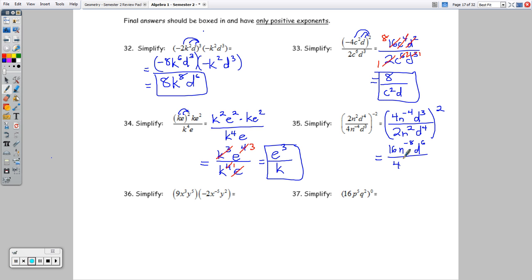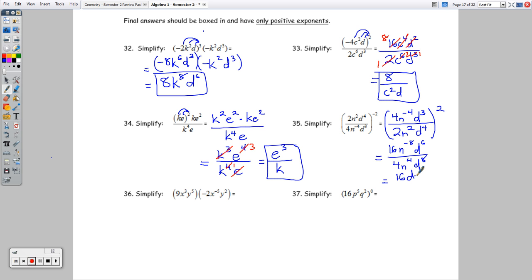This would be 2 squared 4. This would be 2 times 2, that's n to the 4th. 4 times 2, d to the 8th. And then from there, if I want this to have all positive exponents, any negative exponents can switch places in the fraction and become positive. That's a rule of exponents that we learned.